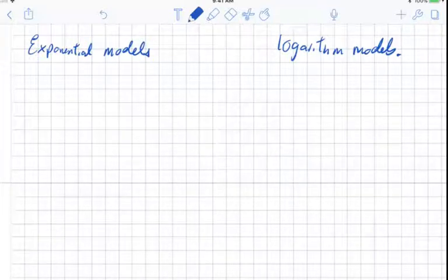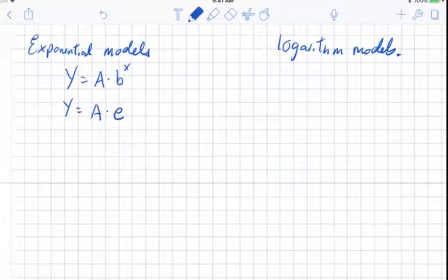Exponential models usually look like this. It's not just some number to the power x. There's usually a constant multiplied out front. Alternatively, these are sometimes written a times e to the r times x, where in both cases there's two constants, that constant and that constant, or this constant and that constant, and they're usually given in different circumstances. And sometimes you have to figure them out yourselves.